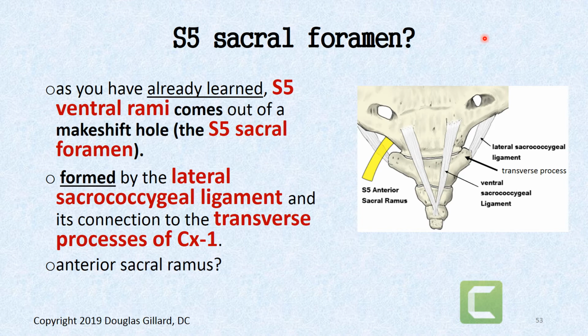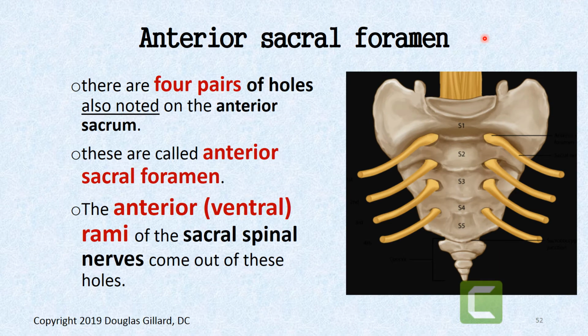We talked about the S5 sacral foramen. Remember, this cartoon is correct. But there's 5 sacral nerves. There's 5 sacral segments and 5 sacral nerves. Where's the S5 nerve? Remember, that comes out from a makeshift hole right down here. Remember, there's the lateral sacral coccygeal ligament? And the nerve pops right out of here. That ligament goes like that. Remember that thing? We talked about that.